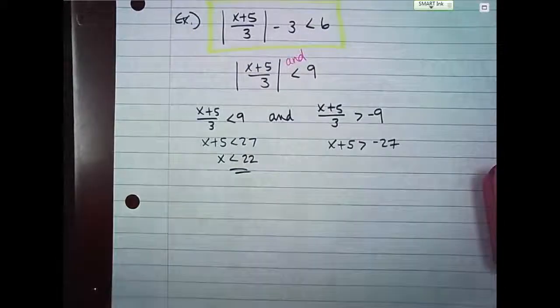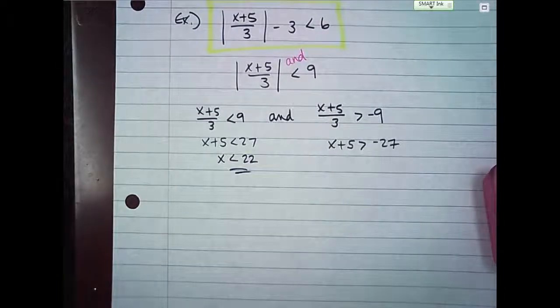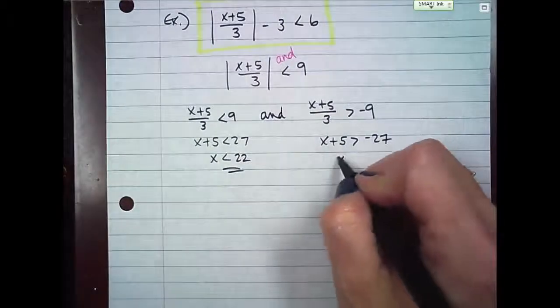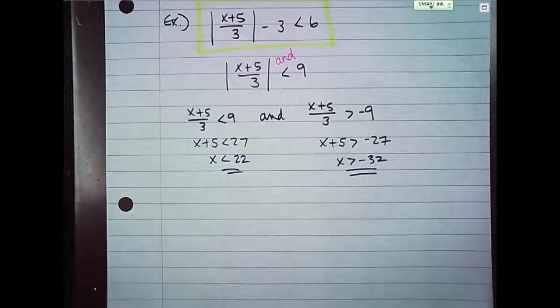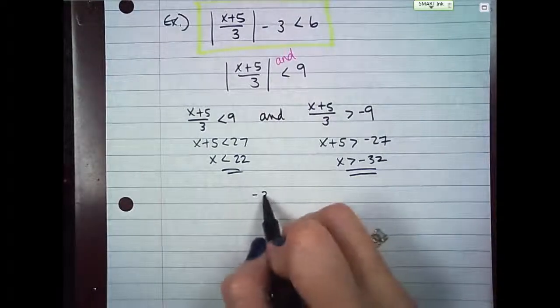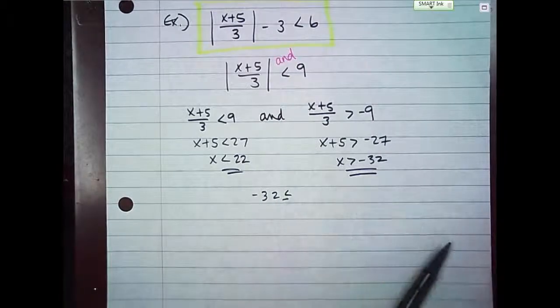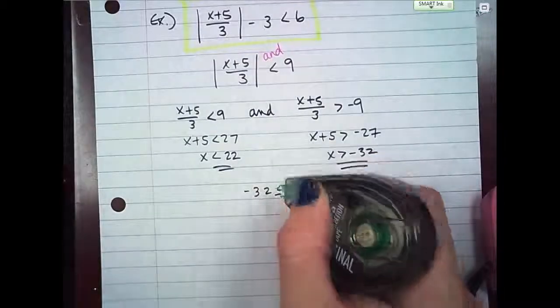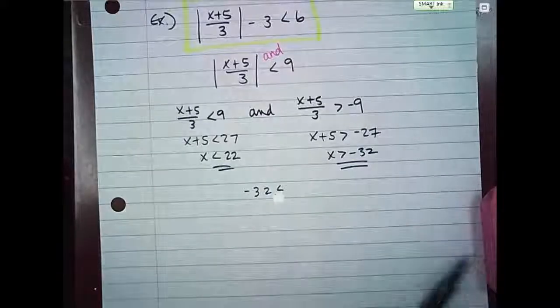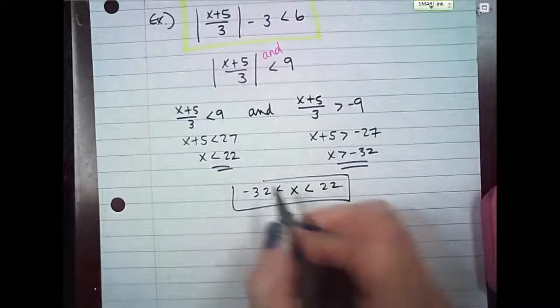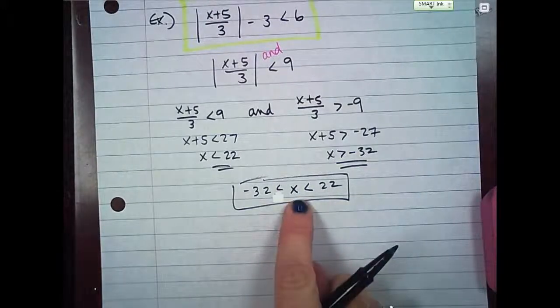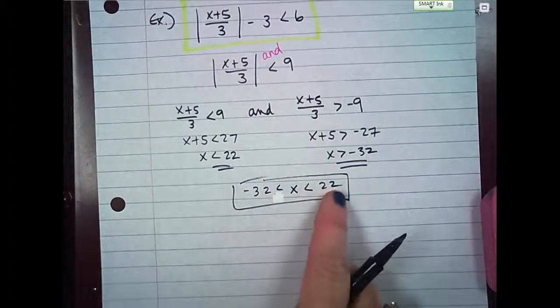My mind is preoccupied. Okay, so move your 5 over. It's an and, so you can't write your answer this way. I'm going to go ahead and take care of my answer. This just says, hey guys, x is in the middle of negative 32 and 22.